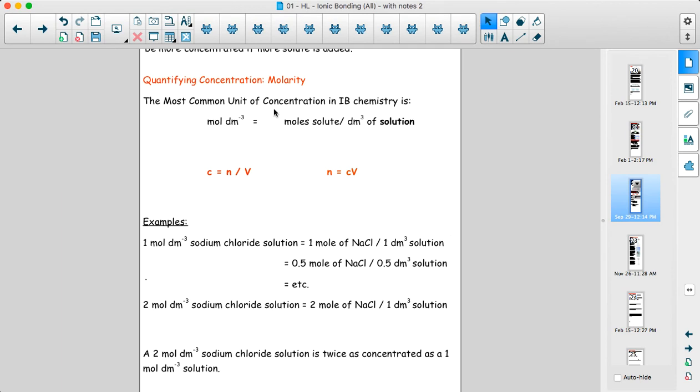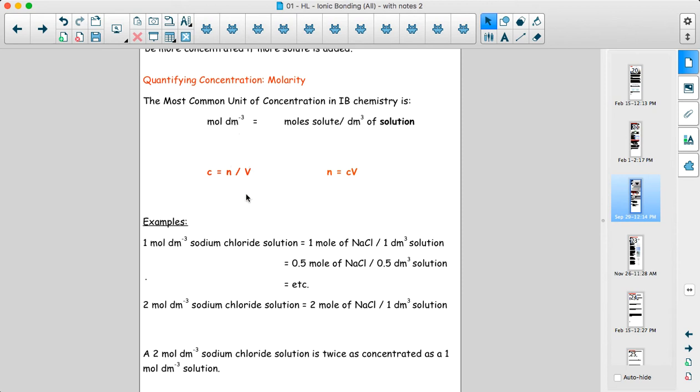The most common unit for the IB is molarity, which in an American system would just be given a capital M, and it would stand for the moles of solute per liter of solution. But being the IB exam, we're going to be using the decimeter cubed. So the concentration unit is moles per dm cubed. That refers to the moles of solute that have been dissolved per dm cubed of solution, not just of solvent. As an equation, we can represent that as c for concentration equals the moles of the solute divided by the total volume of the solution in decimeters cubed.